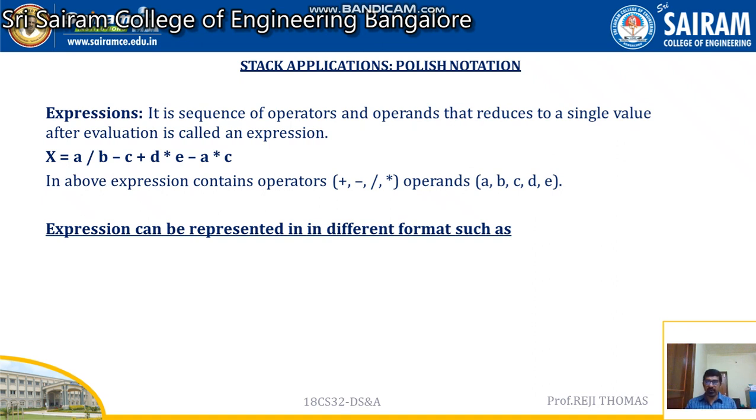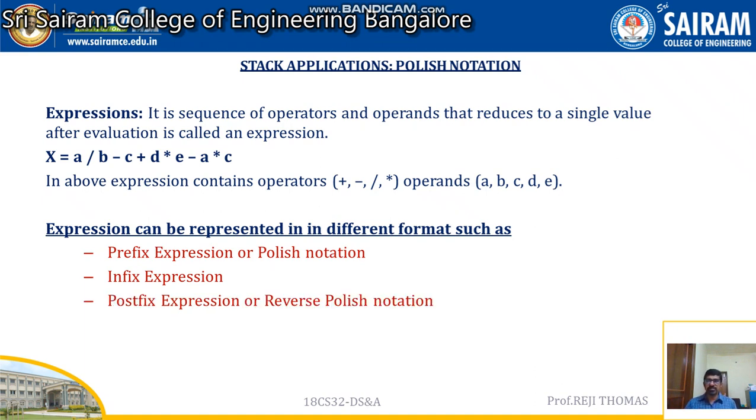There are different ways by which we can represent an expression. The first one is a prefix expression. This we call a Polish notation. So don't get confused, prefix as well as Polish indicate the same expression. The other one is an infix expression. And the last one is postfix or reverse Polish notation. So we have got three notations. One is Polish notation, second is infix expression, third is reverse Polish or postfix expression.